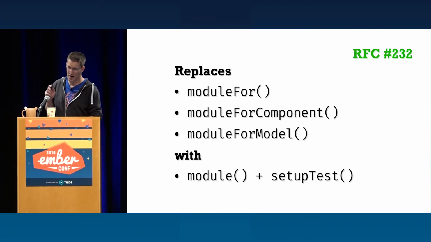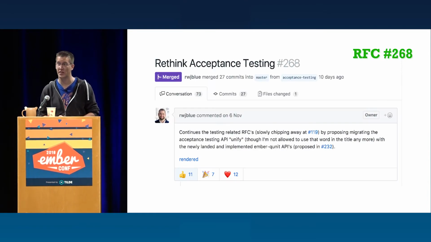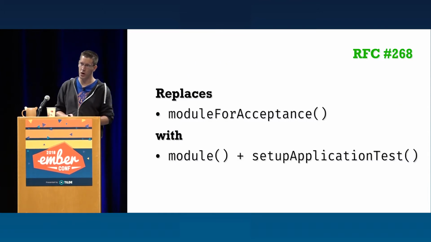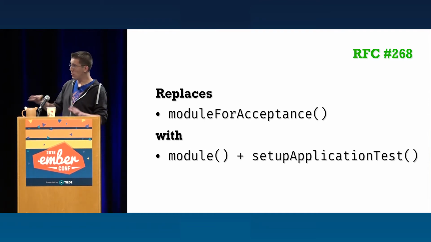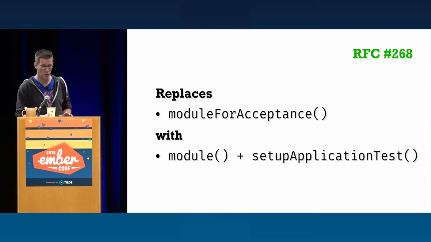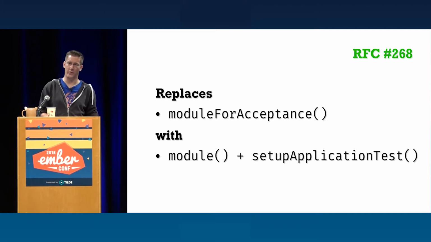There is a sibling RFC, which is 268, and that basically does the same for acceptance tests. So instead of writing module for acceptance, you now use the native module API of QUnit, and you use setup application test inside of that. I will go into all of this. So we basically now have 4 different ways of writing tests, and I will dive into that now.